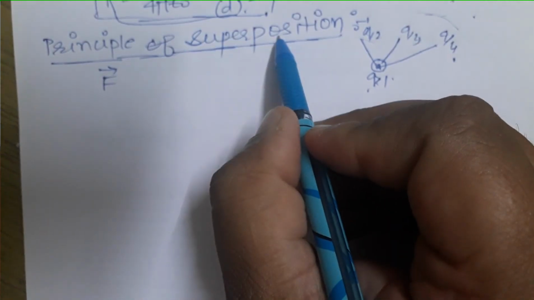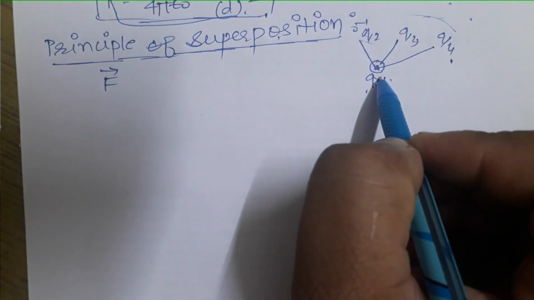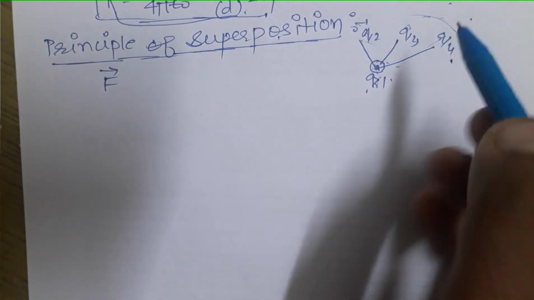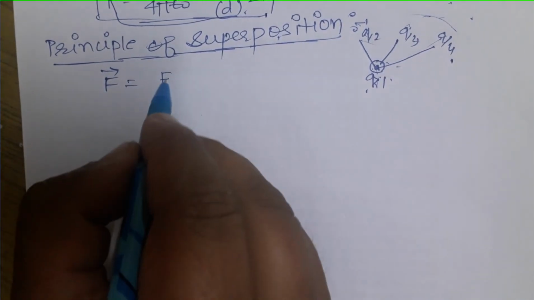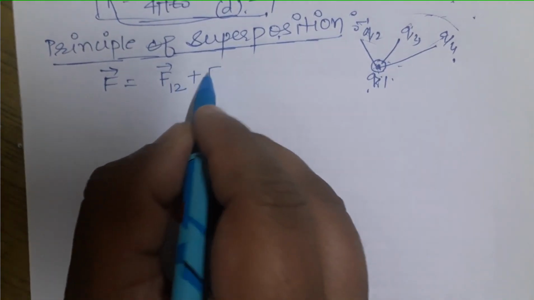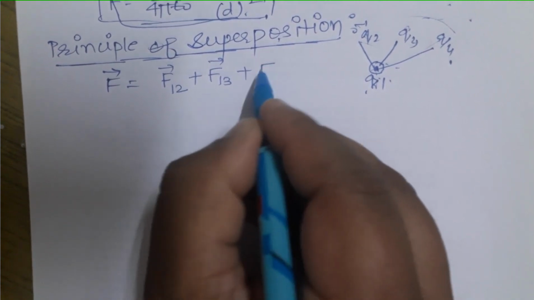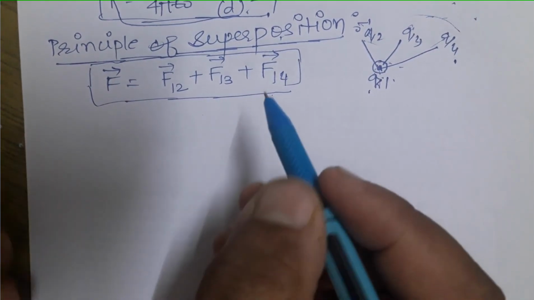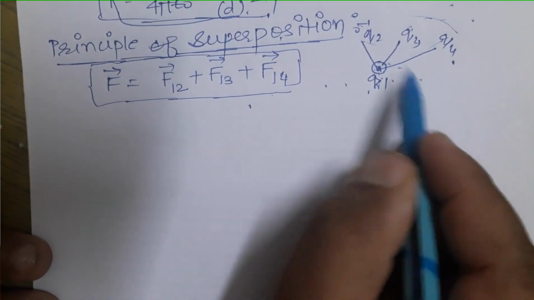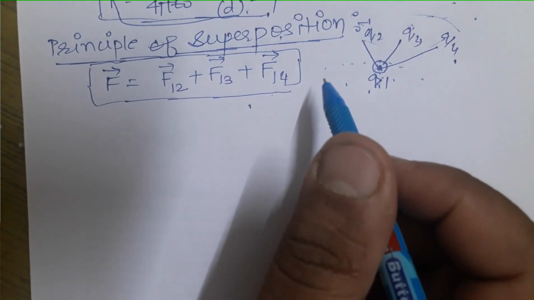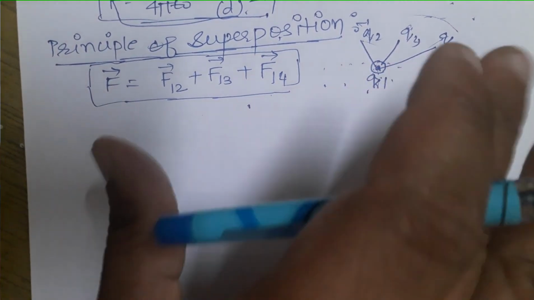the resultant force on a given charge. Let us suppose there is a charge Q1. Other charges in the system are Q2, Q3, Q4. I want to find, listen carefully, most important concept, the force on this charge due to this charge, and this charge. Now do not add all three, find the resultant, and then find the force on it. No. This principle states that if you want to find the force on this charge due to these, then you will find individually.